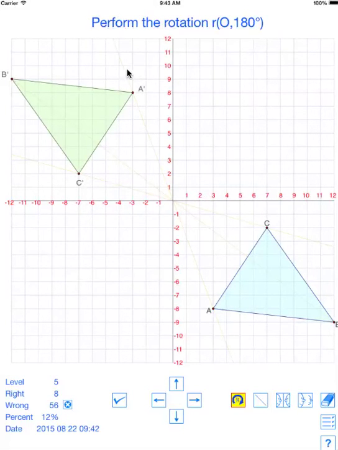I also want you to notice the little lines that are going through each point and the copy of each point, these little yellow lines. Please notice that on a 180-degree rotation, they pass through the origin. Click the check button to check to see if you're right.